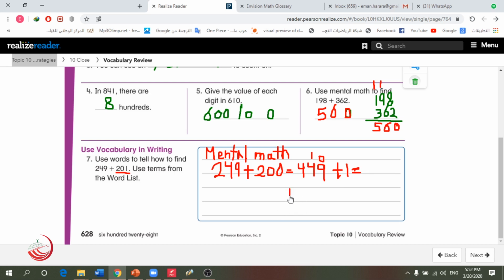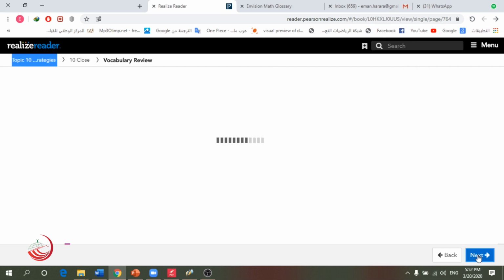So the answer, it will be the final answer. It will be 450. How much? 0 instead of the 9, it will be what? 0, because we said 1 plus 9, it will be 10. Excellent, excellent. And by this we finished the first page.